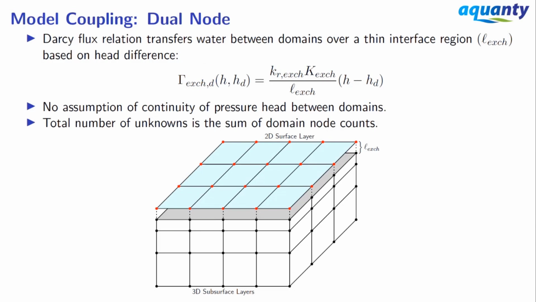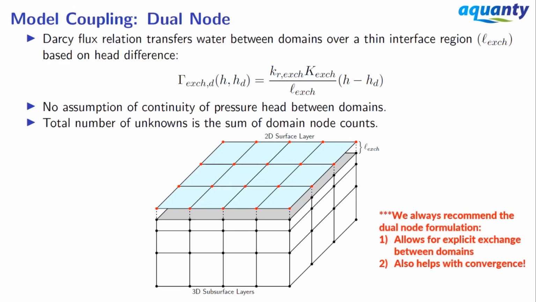And in this case, there is an explicit exchange term between the domains which are coupled. There's no assumption of continuity of pressure head between the domains, and the total number of unknowns is the sum of the domain node counts. And we always recommend using the dual node formulation since it allows for explicit exchange between domains, and it also helps with convergence.